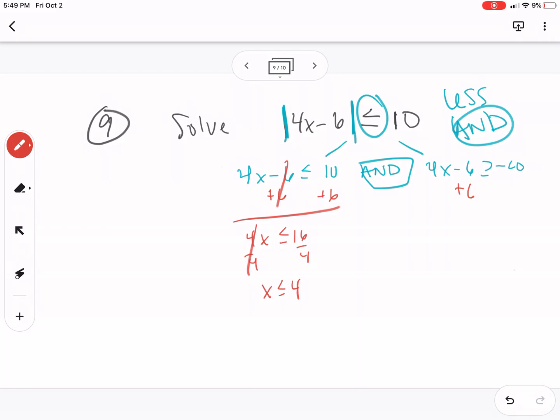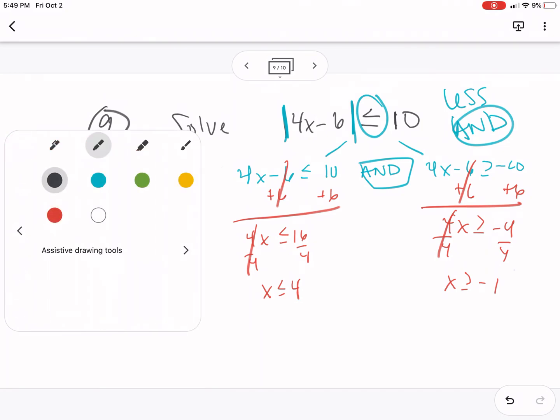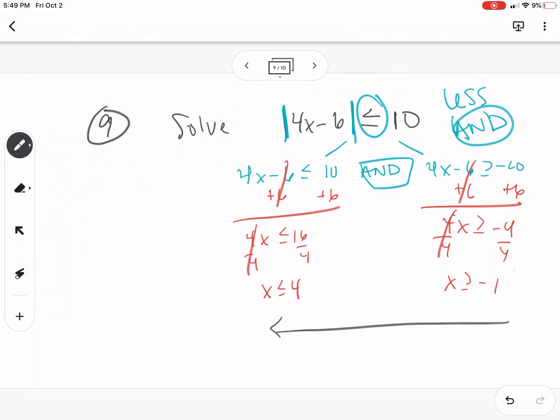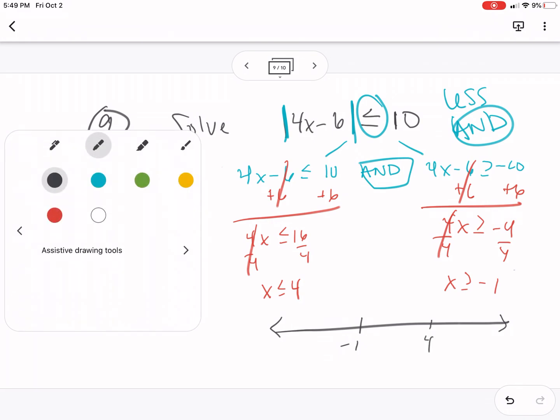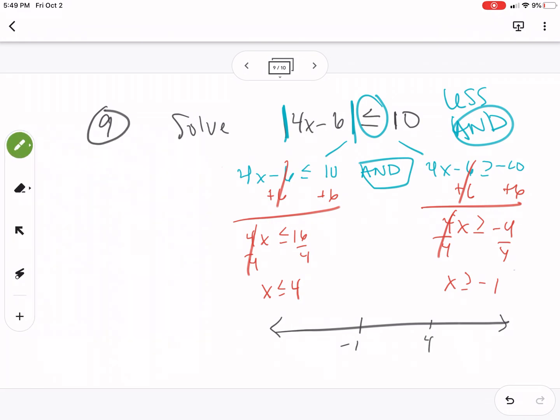My next one, I'm going to do the same steps. So 4x is greater than or equal to negative 4. Divided by 4, I get x is greater than or equal to negative 1. Always graph these to check if you have a special case. So I'm going to graph. If it's an and problem, you want to graph them separate to see where they would intersect.